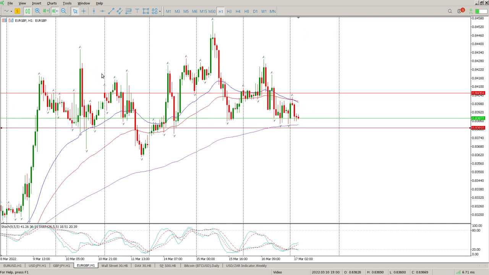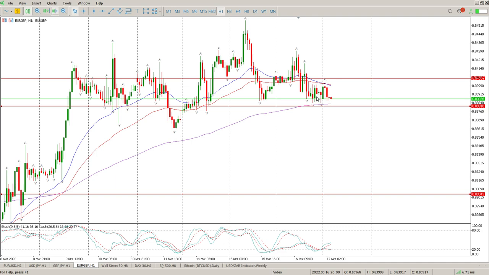Sit on hands until this sideways chaos stops. I suspect we're more than likely going to drop again. I'll be surprised if we actually manage to hold the 155 on the hour and on the 8-hour at the moment. Okay, anyway, that's kind of my view this morning.